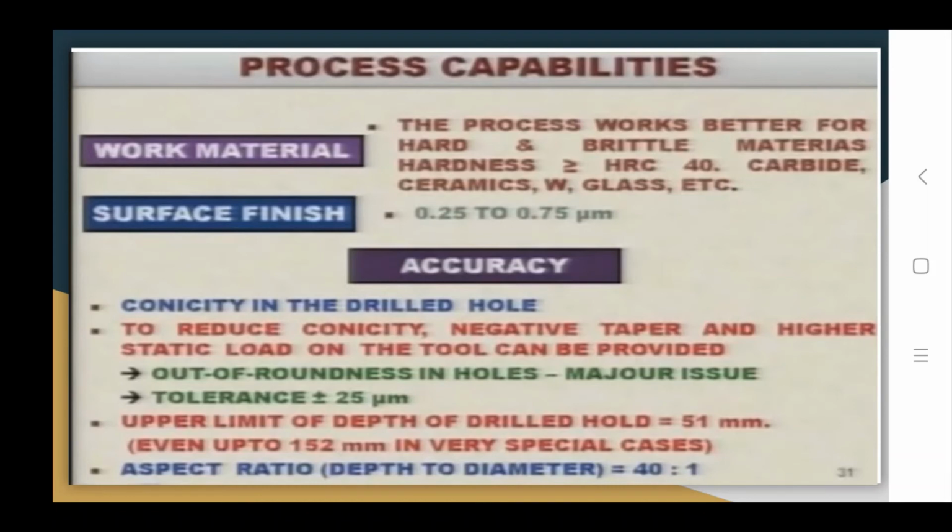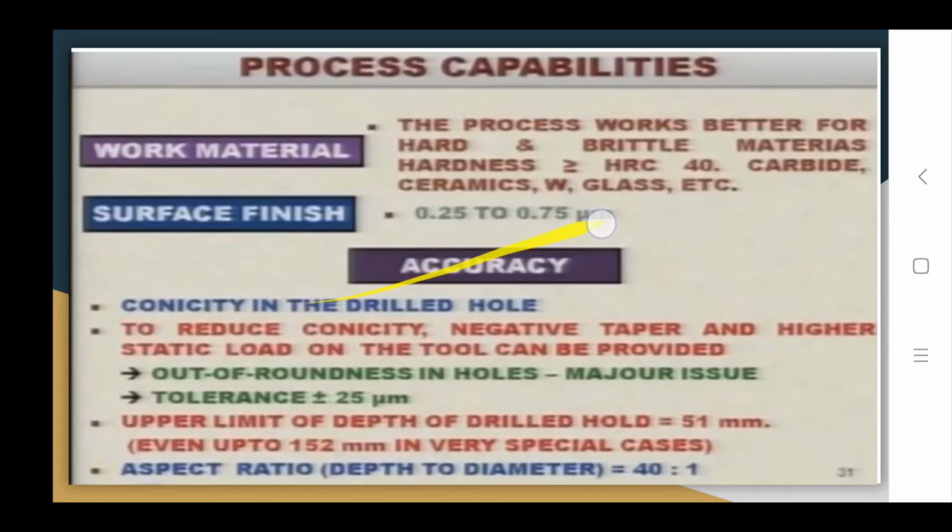The hardness normally recommended of the workpiece should be greater than or equal to Rockwell hardness on scale C as 40. Okay, HRC 40. And the materials which can be completely machined include carbide, ceramics, tungsten, glass, etc. And the surface finish that can be obtained by this particular process is in the range of 0.25 to 0.75 micron. Okay, however, all this will depend on the selection of the parameters of the USM process.